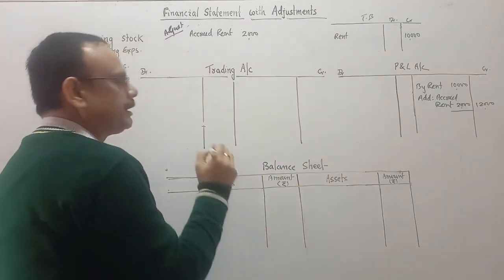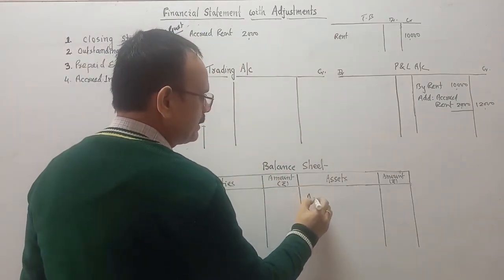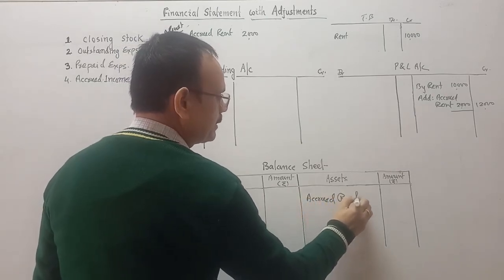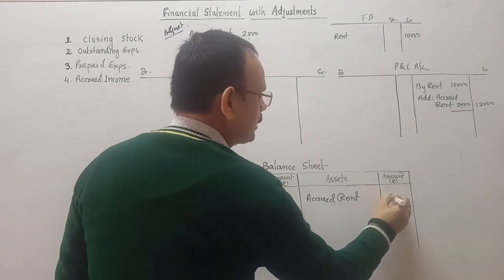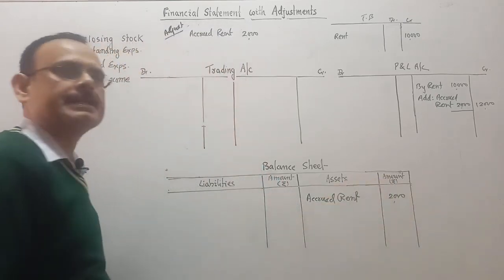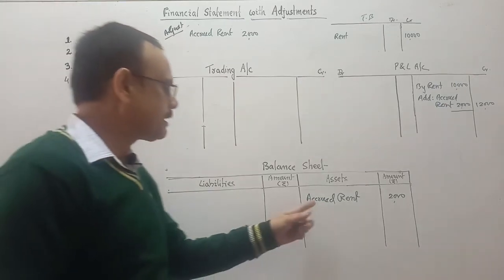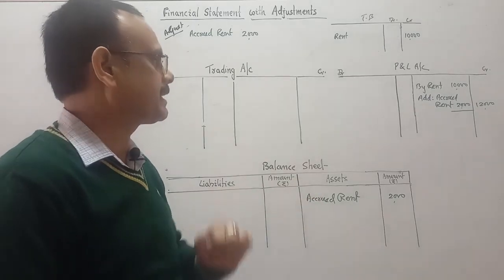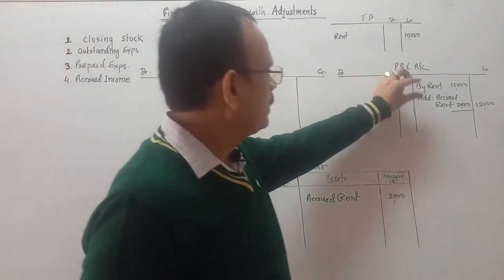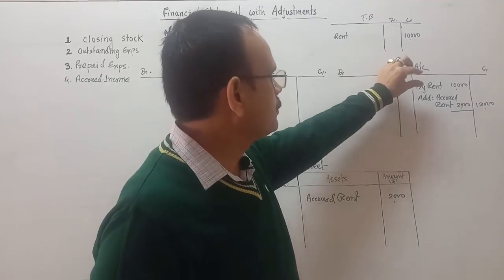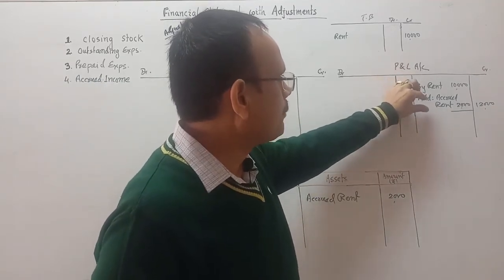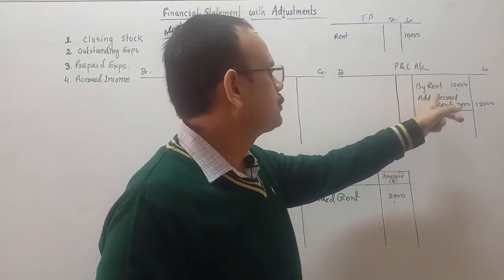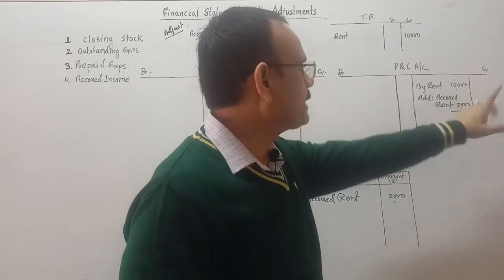And in the balance sheet, accrued rent is an asset. Accrued rent is a current asset, earned but not received. It means that amount the business will receive in the next year. So when this amount is received or realized by the business in the next year, it's a current asset. And to know the actual rent of the current year, we have to add the accrued rent, because rent is earned in this year, however the amount is not received, so you have to add it. So total rent is 12,000.